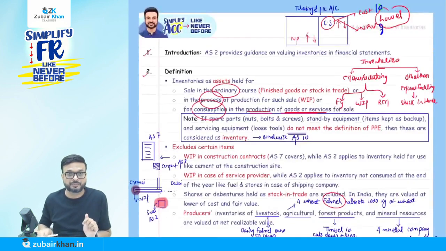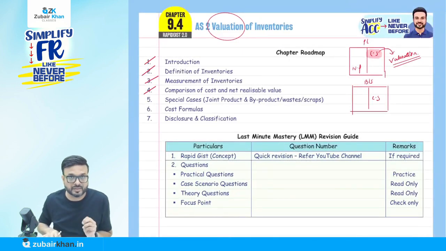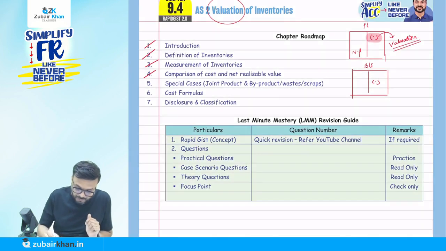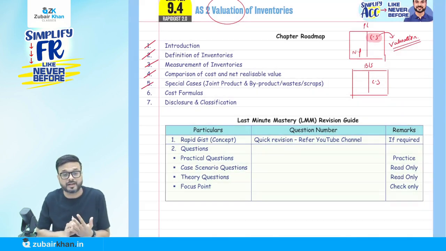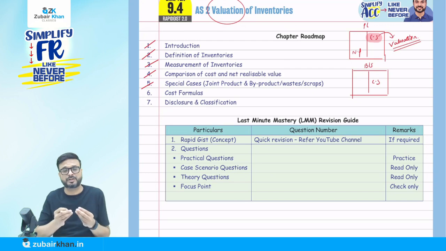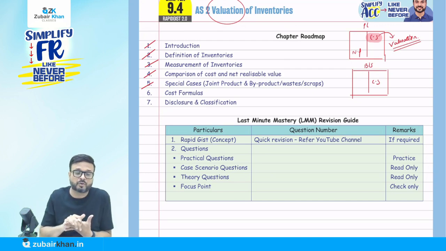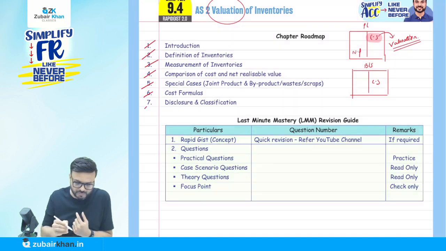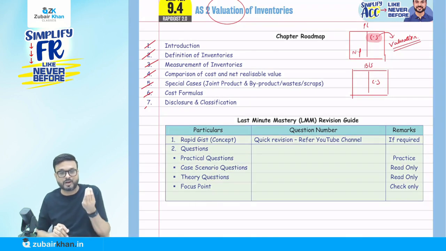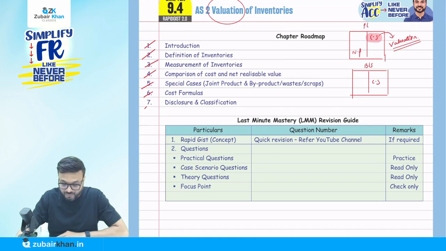Now, because of what? The conservatism approach. Now, special formula is allowed for the special case, the joint product that we discussed: any rational basis, such as split of point sale value, to split the joint cost. For the byproduct, we deduct its NRV from the cost of the main product. What is the cost formula here? The specific identification method, FIFO method and weighted average method are allowed, but LIFO is not allowed. Disclosure we have to do: raw material, WIP, finished goods, stock entry. So this is all about the concepts that we have discussed.